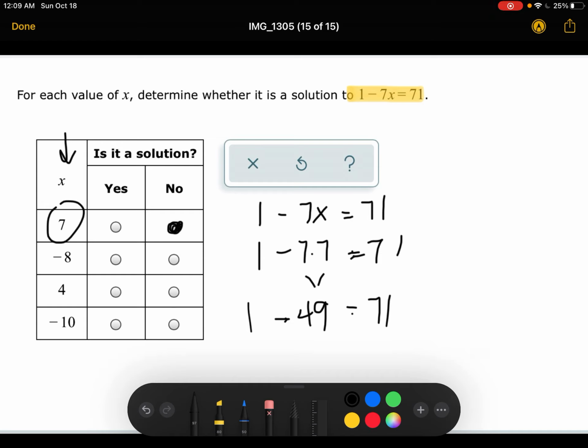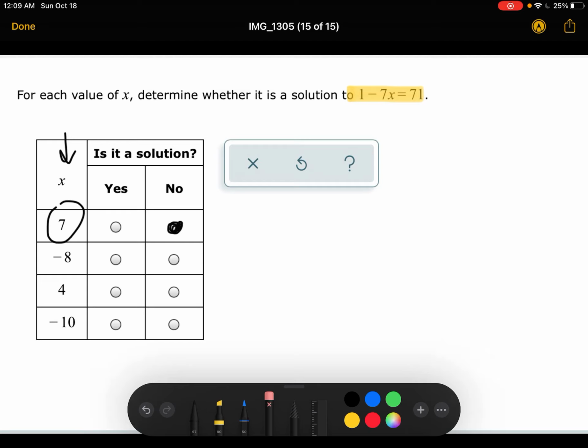So you would essentially go until you found the correct answer. You would go in and say, okay, well, negative 7 times negative 8 is positive 56, and you would just do every one until you got it. Some people, that works for them really quickly. I, for one, don't do it that way, so I'm going to show you how to do it a second way. If I have 1 minus 7x equals 71, I can just solve for what x equals and then see if that exists as an option over here.